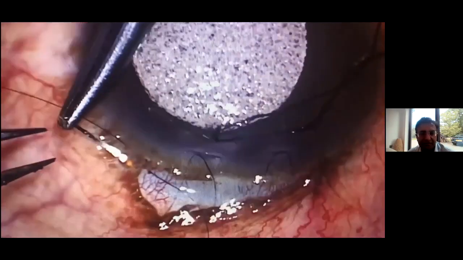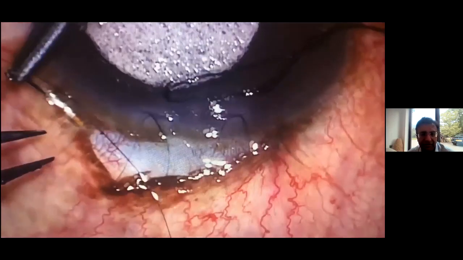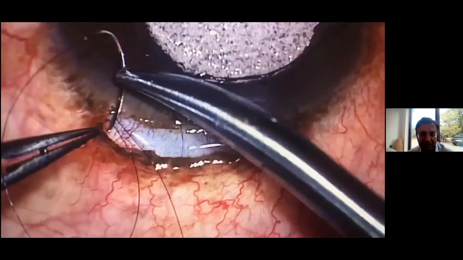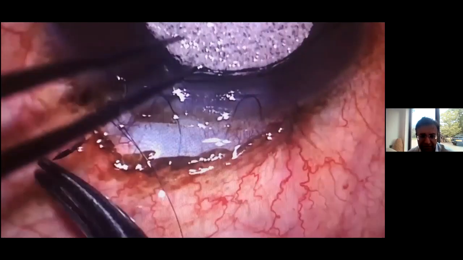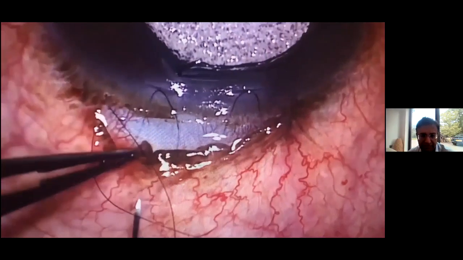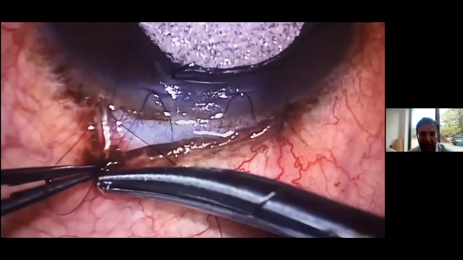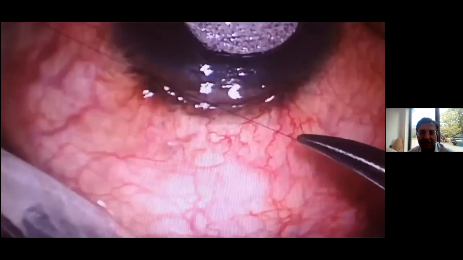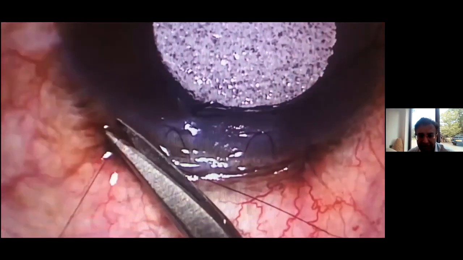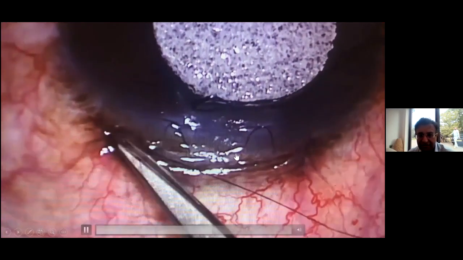It's courtesy of Mr. Imran Masood. And then he passes purse strings, taking conjunctiva and tenon where possible. And then when you tighten these, you can see the anatomy approximates beautifully. But then this area is still susceptible to leak.